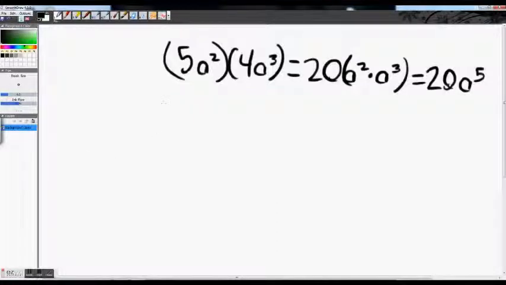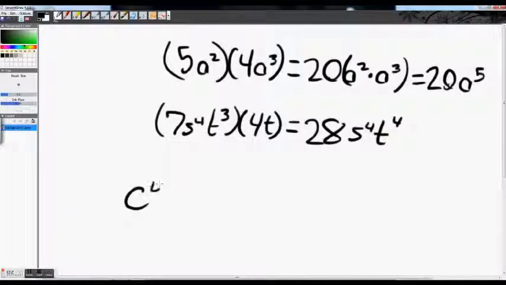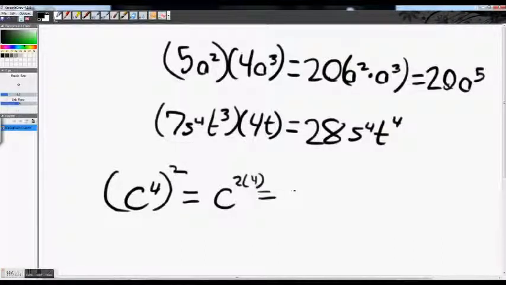If we were going to do something similar, 7s to the fourth times t cubed times 4t, we would be multiplying these two constants, 28, s to the fourth, and then t to the fourth, because we would add 3 and 1, the exponents of those two t's. Now, let's go ahead and do c to the fourth, squared. Well, we know that this must be c to the 4 times 2, or c to the 8th.